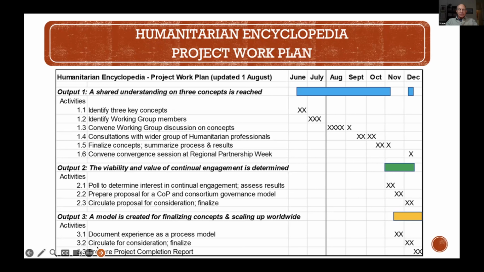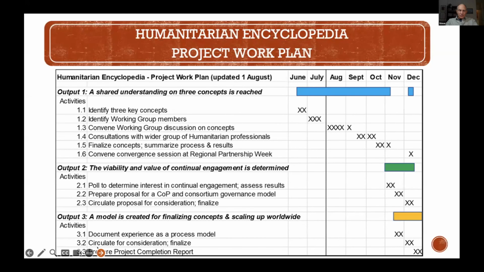The shared understanding is the first output, and we have done the convening of the working group on the concepts. We're now having a consultation with a wider group of professionals, and the idea here is to get more consensus behind our findings, so that we just don't say we had a working group that did this. We come back and we say we had a wider group from Asia looking at it and ideally supporting it and endorsing it.